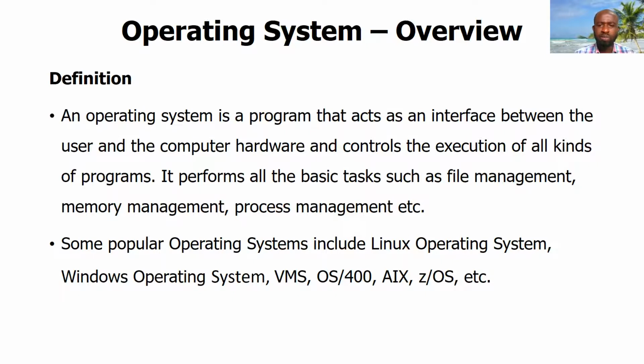Some popular operating systems include the Linux operating system, the Windows operating system, VMS, OS/400, AIX, z/OS, and so on. These are some examples of operating systems. We say that the operating system basically acts as an interface, something in between the hardware and the user. It also controls most of the important executions of the computer program. That is, it performs file management, memory management, and also process management.